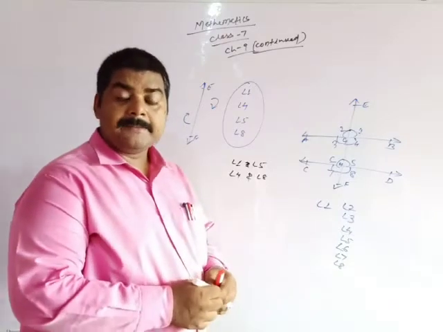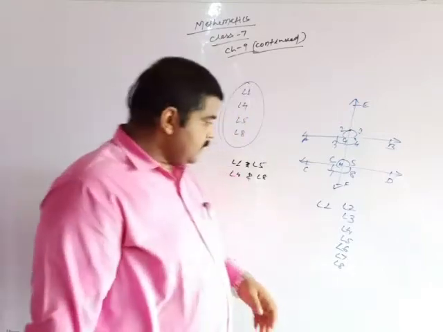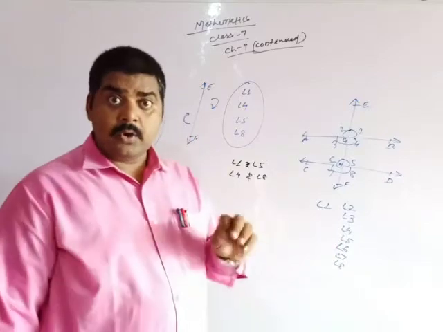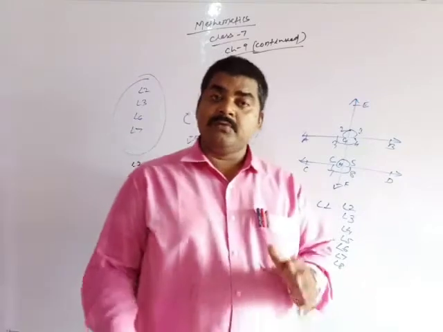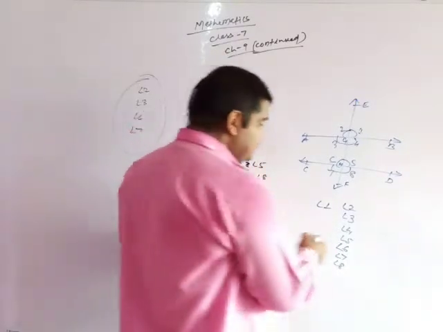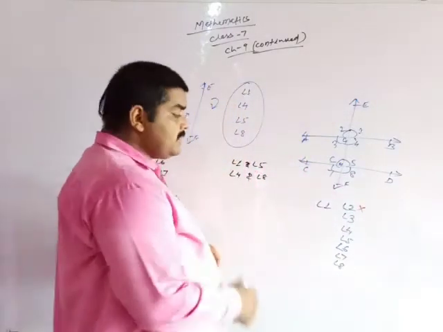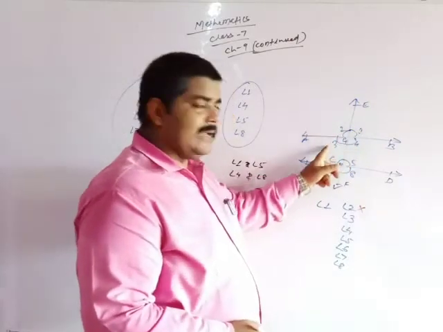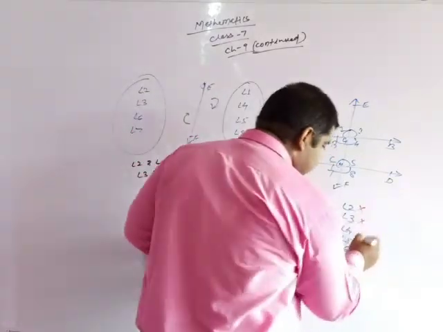Let's check by the definition of the corresponding angles. You know very well that angle 1 and angle 2 cannot be possible, because both angles are on opposite sides, and by the definition of the corresponding angles, it should be on the same side of the transversal. This is why angle 1 and angle 2 cannot be possible. Second option is angle 1 and angle 3. Angle 1 and angle 3 are on the opposite sides, so it is also not possible.